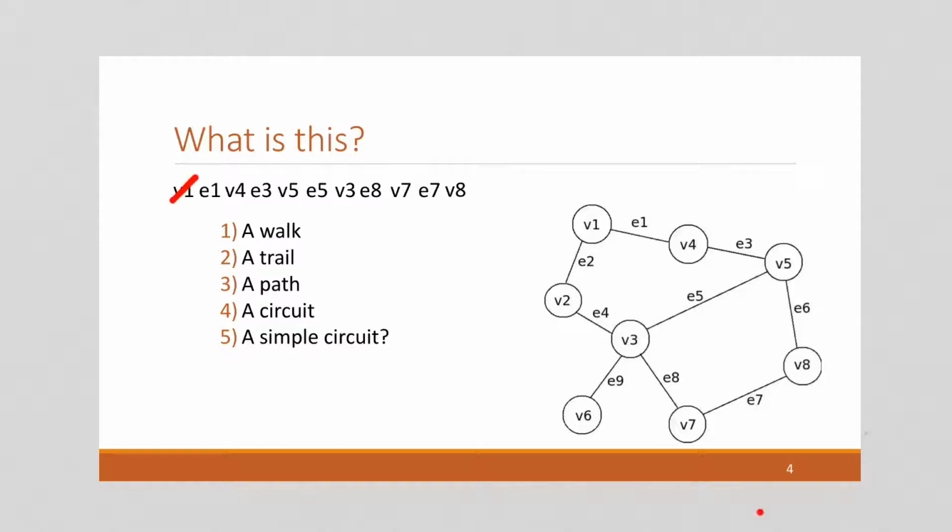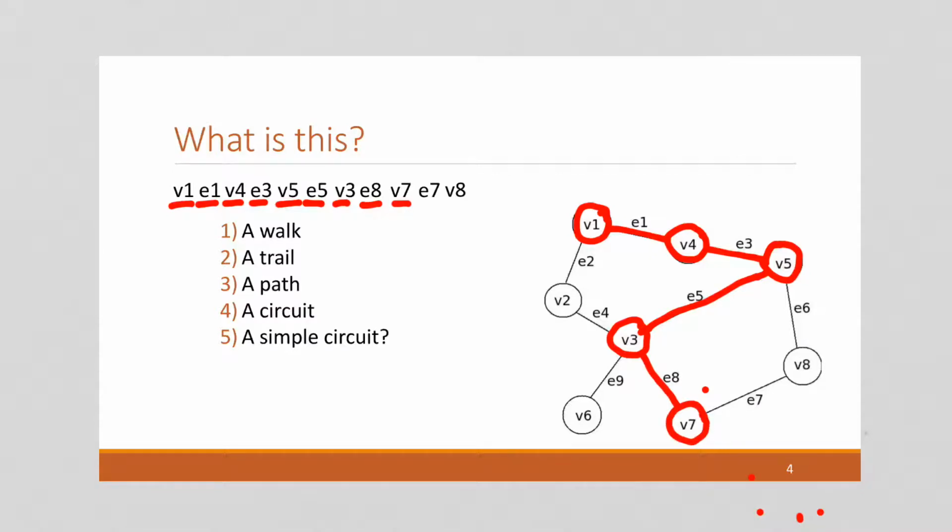So we're supposed to start at V1, and then we do E1. Here, maybe we underline these instead of marking them off. Then we do V4, E3, V5, E5, V3, E8, V7, E7, V8.